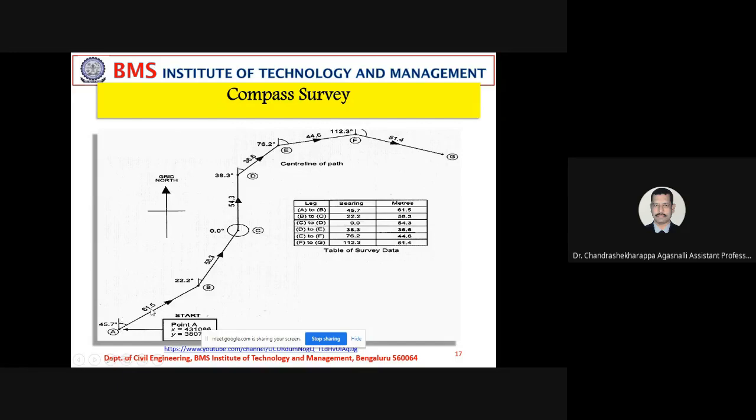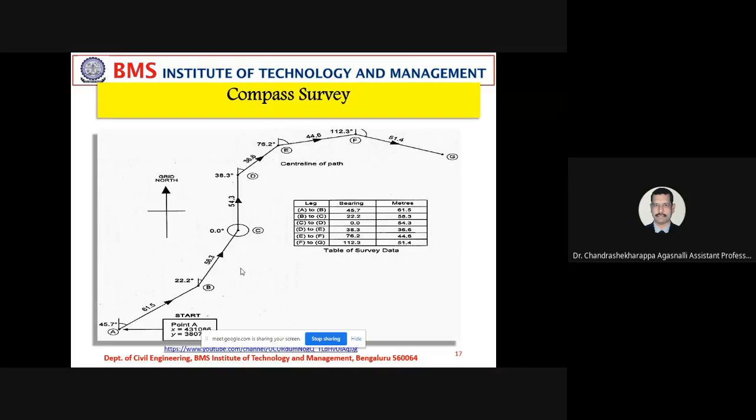So here it's 45 degrees, 45 degrees and 45 here. 45 degrees here, and you are going to establish the B point. From A to B, its distance is 61.5 meters. How are you going to measure it? By measuring with a tape, by measuring with a chain.